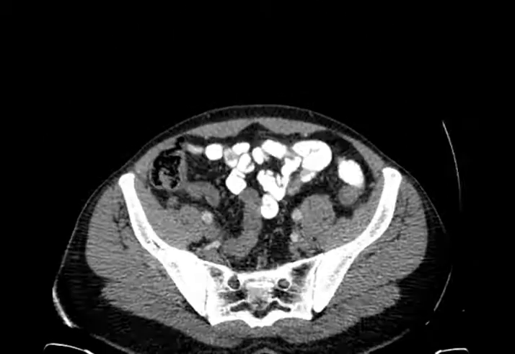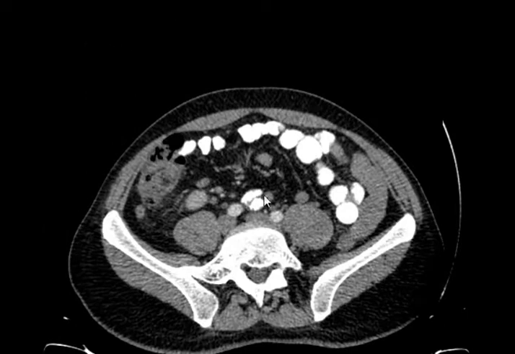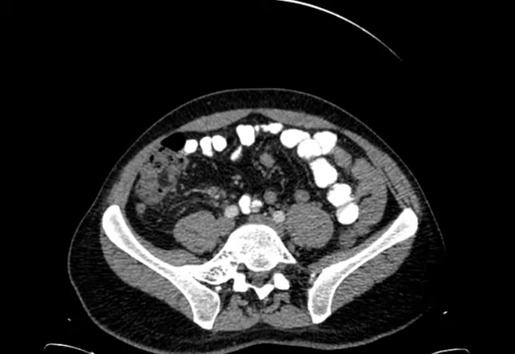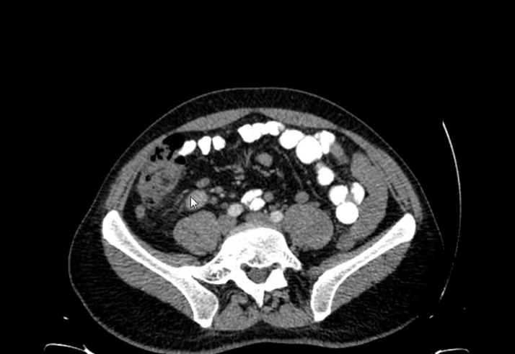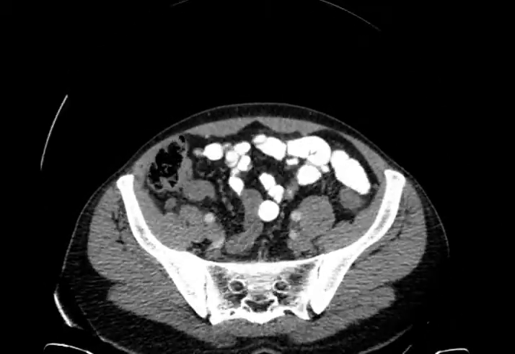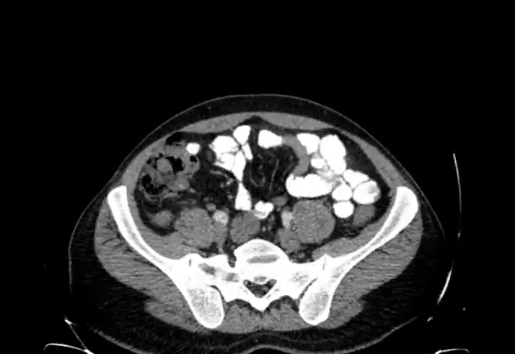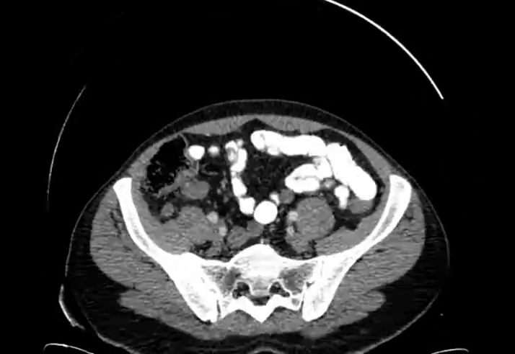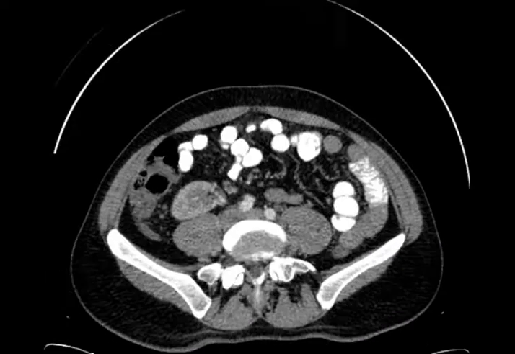How are the surrounding fat planes? Look here. There is stranding, there is edema of the surrounding fat planes, okay? And if you look carefully, you can see some lymph nodes also, like this one. These are lymph nodes here, okay? So all of this is in favor of what? Appendicitis.